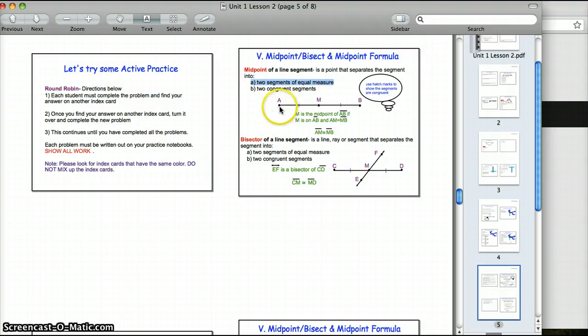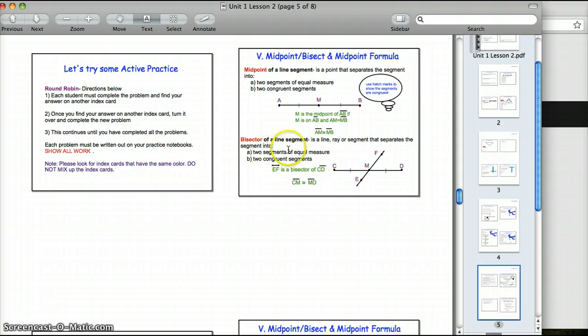So, if you see, we've got A and M and B. So, M is the midpoint of this line AB. Now M separates these two segments into two equal parts. So M is on AB, between A and B.